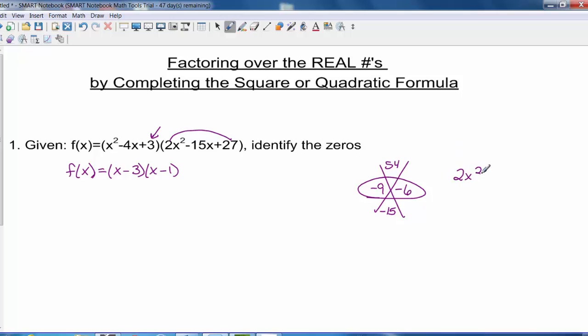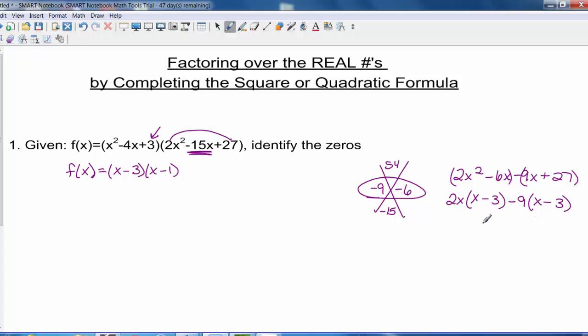So I have 2x squared. I'm going to split this middle term up into negative 6x and negative 9x plus 27. Now I'm factoring by grouping, so I'm grouping these first two and these last two. There's a GCF of 2x, and I'd be left with x minus 3. Here there's a GCF of negative 9. So if I take out negative 9, I'd be left with x minus 3.